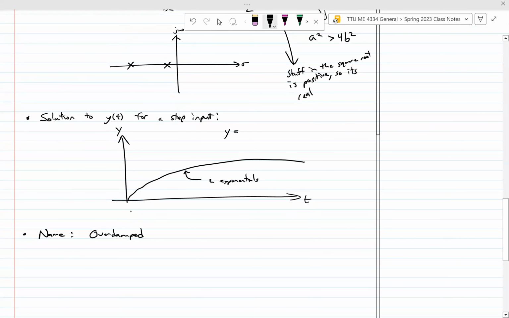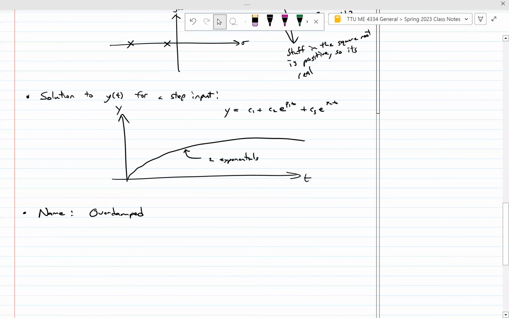Our solution, this one's probably the easiest one to solve, would just be C1 e to the p1t plus C3 e to the p2t, where those constants depend on what A and B are. So it is two exponentials added together. This one probably looks the closest like a first order system. This is our overdamped system. We have a lot of damping in this case.